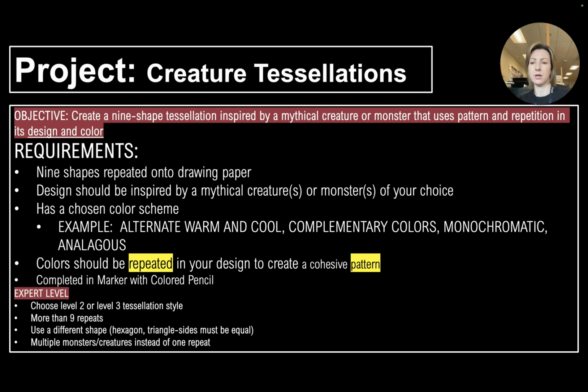The last way you could kind of push your assignment a little bit more is you could use the same shape and repeat it, but in those shapes, alternate creatures. So you can create one sketch of one creature and then there'll be a different creature in the next. So I'll have some examples for you to look at.